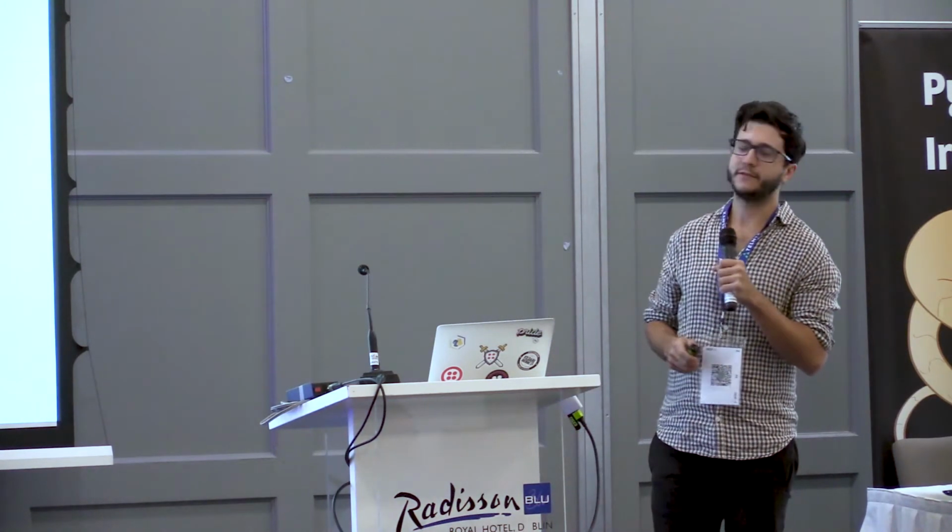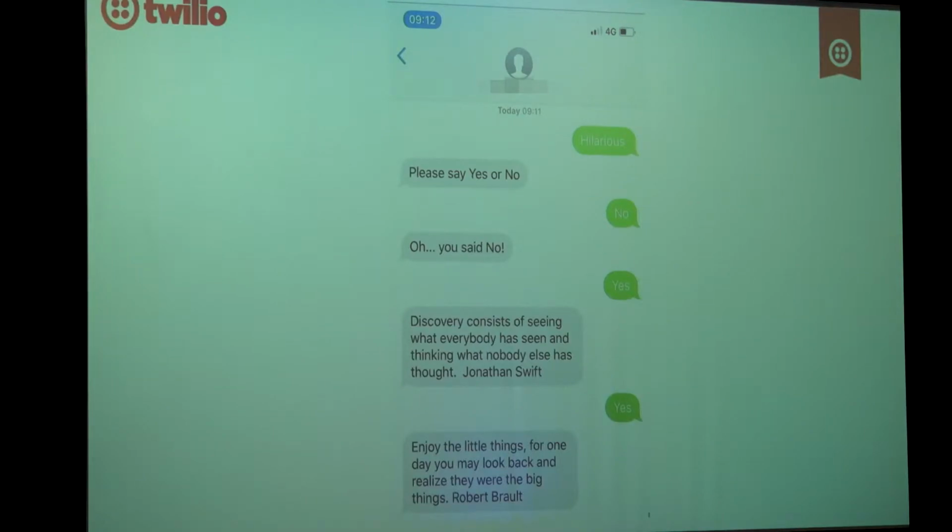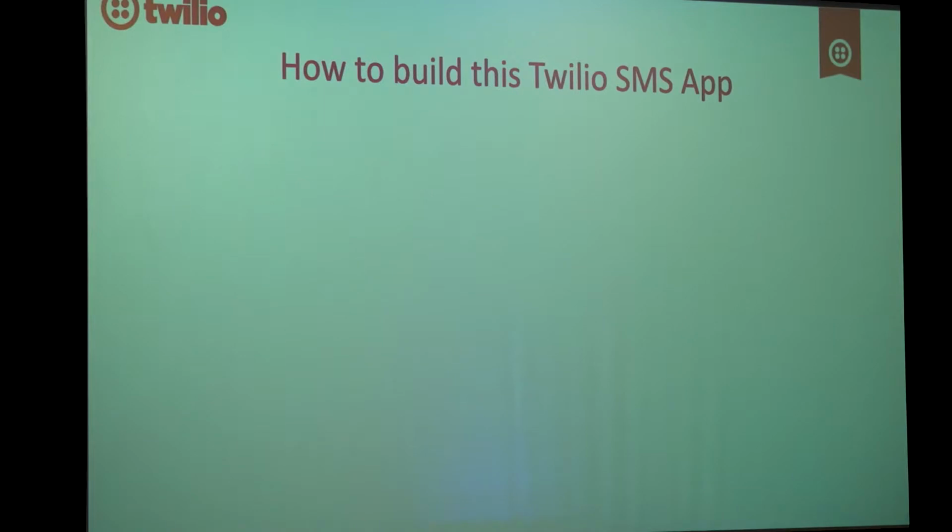Okay. So in case something didn't work, I just had a screenshot of my phone from another occasion. If you say any word, it will say, please say yes or no. If you say no, it says, oh, you say no. If you say yes, it gives you a phrase. So that's the app using SMS with a Twilio number. And as you will see, the code, the app is very simple.